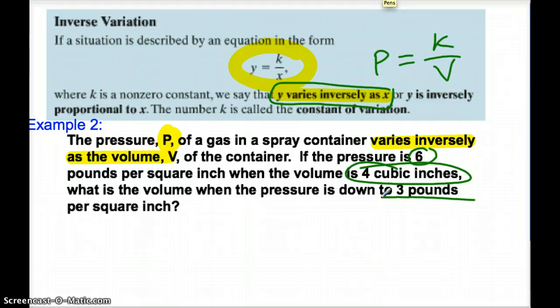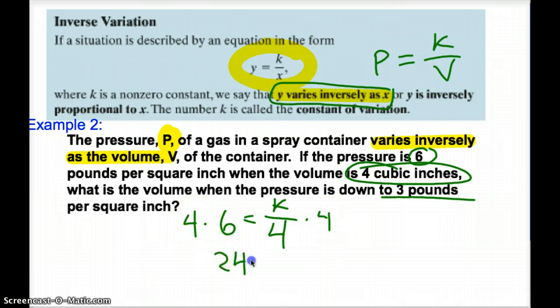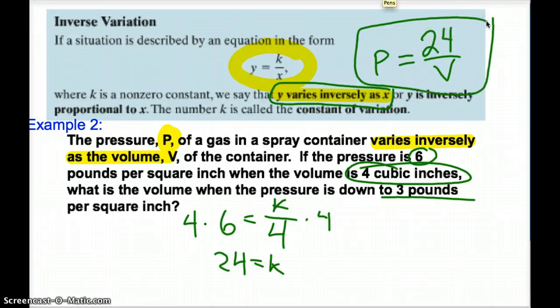So let's plug these into what we know. We know the pressure is 6, and that gives me a volume of 4. So I'm going to solve for K by multiplying both sides by 4, and I get 24 equals K, and that's my constant of variation, how much it varies by. So 24, that's my official equation for this particular spray container, this gas in the bottle.